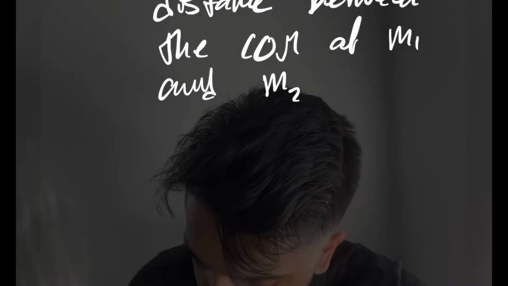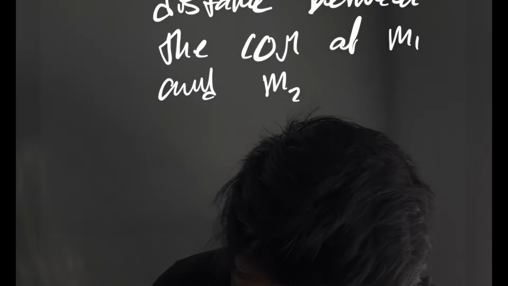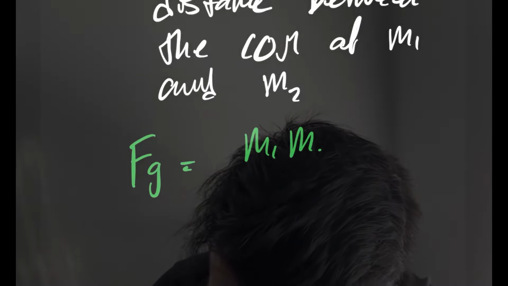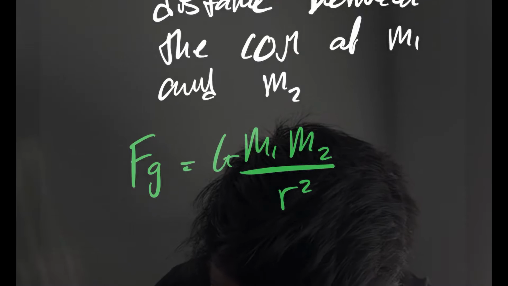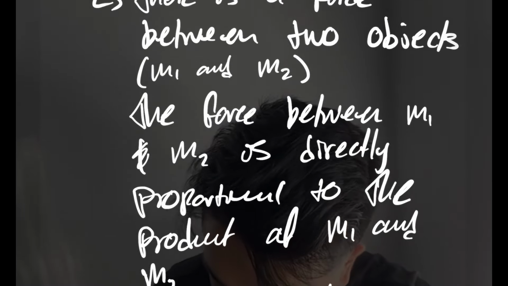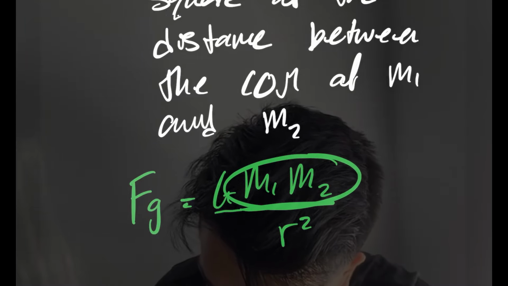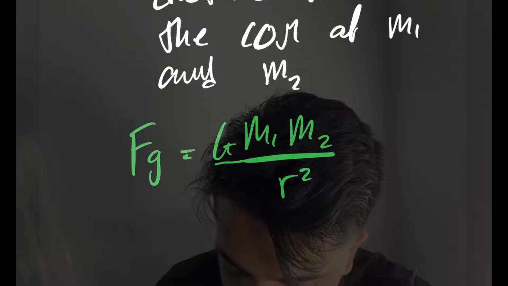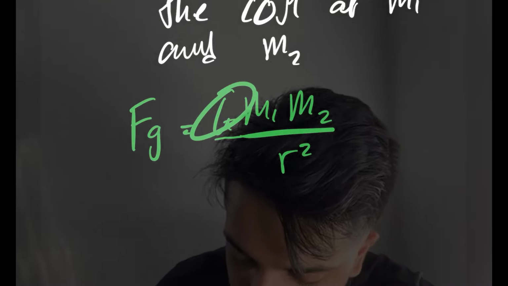Right, so based on this definition, we can create our formula, and that formula is Fg is equal to M1 times M2 all over r squared, and also multiplied by our gravitational constant. So as you can see from that definition, we see that the force is directly proportional to the product of the two masses, that is this section right here, and also inversely proportional to the square of the distance between the center of mass of M1 and M2, which is this part right here. And we also have our gravitational constant, G.